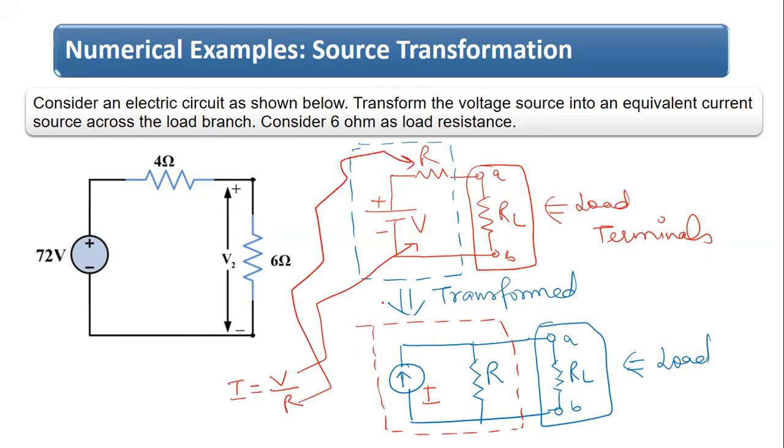Okay, so vice versa is also true. For example, if you have a current source and a resistance in parallel to that current source, that can be transformed into a voltage source with a voltage which is equal to IR, and the parallel resistance will be connected in series with the voltage source, right? But please do not change the load terminals. They will remain unaffected, unchanged. Whatever transformation we are doing, we will do across the load terminals. We will not change the load terminals, right?